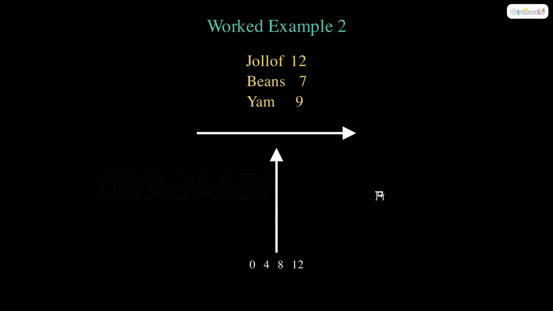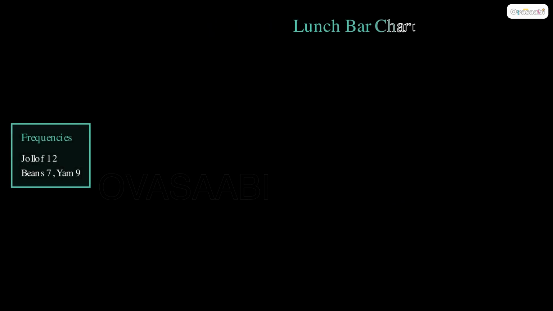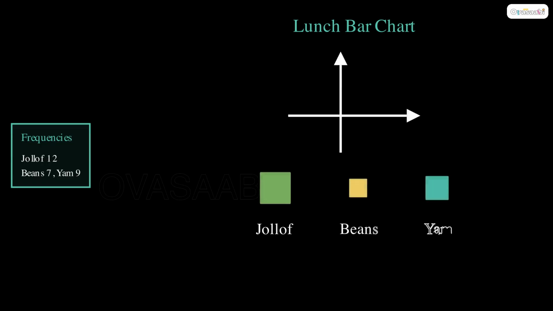Worked example 2. We now draw a bar chart for lunch choices. Frequency means how many times something happens, so the frequency for jollof is 12. Draw each bar up to its frequency on the vertical axis. Jollof is tallest, so it is the most popular lunch choice.